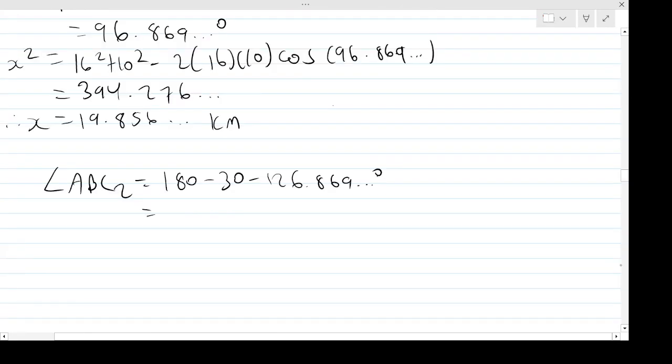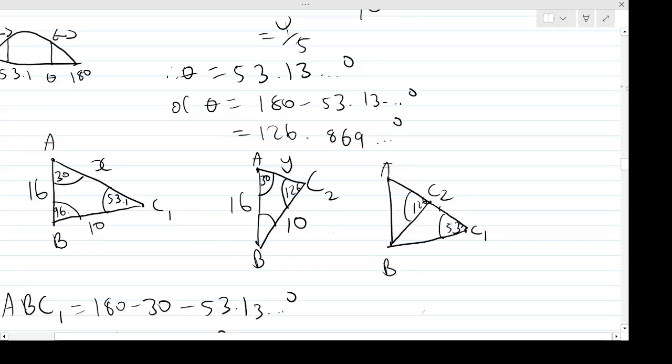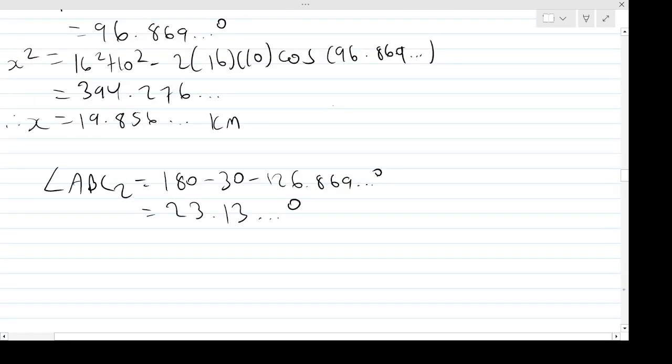If I do that then, I get 23.13 blah blah blah degrees. So that'd be 23 here if I squeeze it in there. So therefore then, if we use the cosine rule, you're going to get y squared.